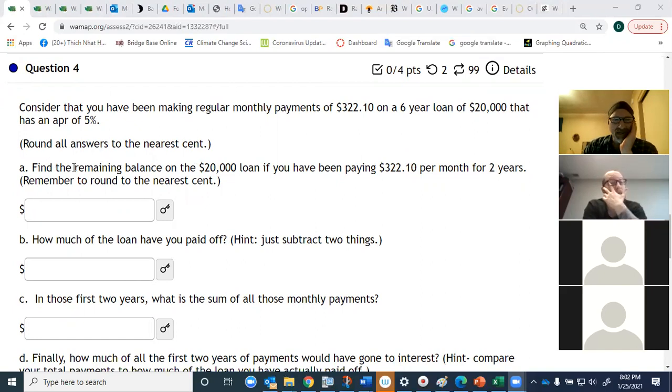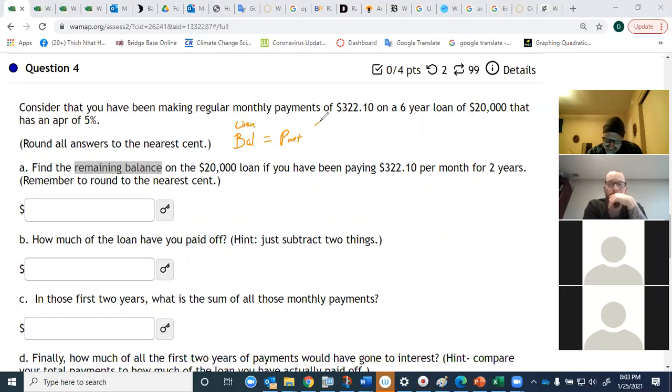Well, remaining balance is something we haven't talked about yet, but we do know the formula. I'll remind you of the formula. Oh, actually, I didn't tell you the loan formula. It's a little different than the investment formula. This is for a loan balance.